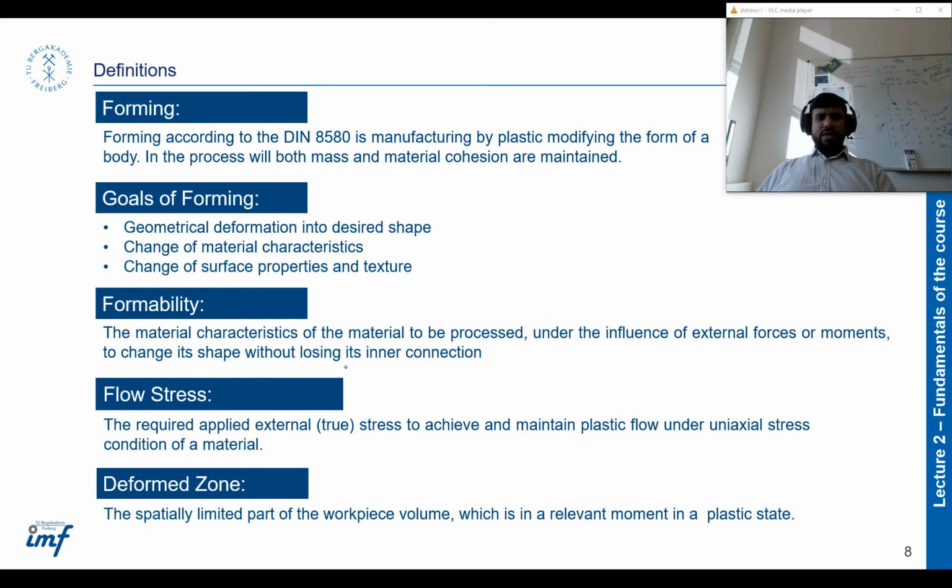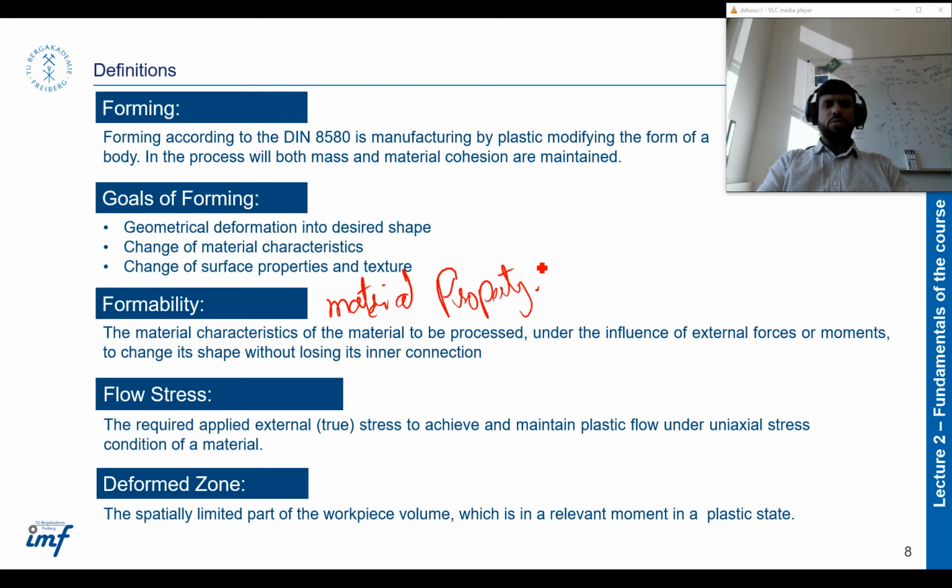And then formability is basically the characteristic of the material which is being processed under the influence of external force or moments to change its shape without losing its inner connection. So formability is basically, I will write here, a material property, whereas forming is basically the process condition.